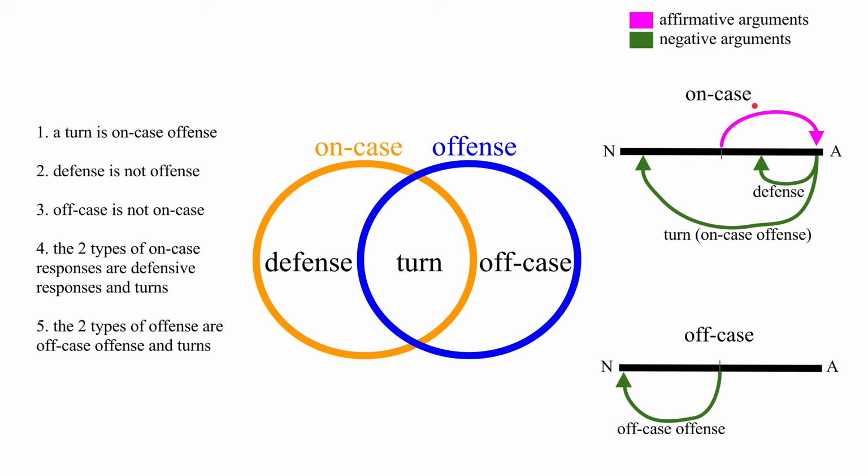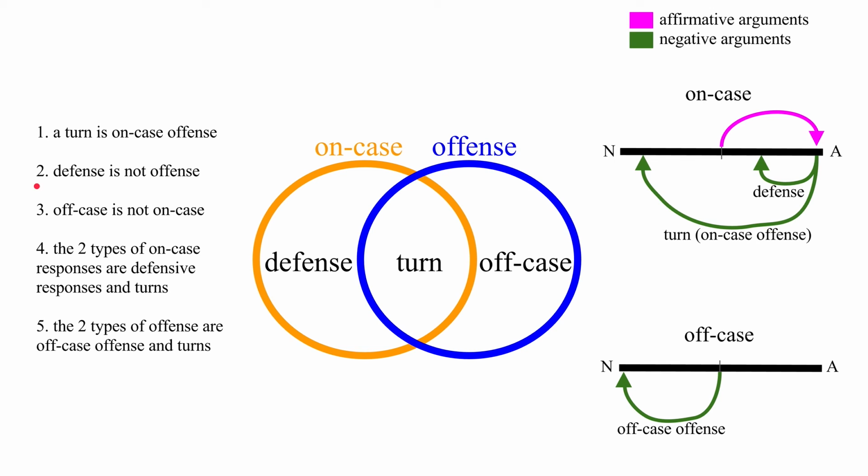How does this graph show offense? Well, given that we're talking about negative arguments, offense for the negative is anything that brings us to the negative side of the axis. And if we look at this turn, we can see that very clearly it lands us on the negative side, so it is offense.